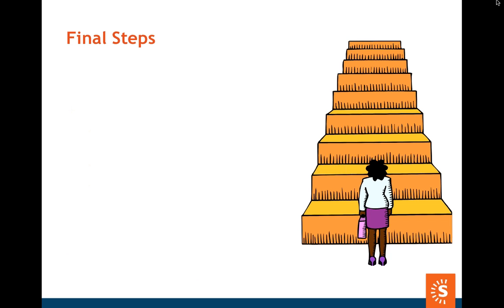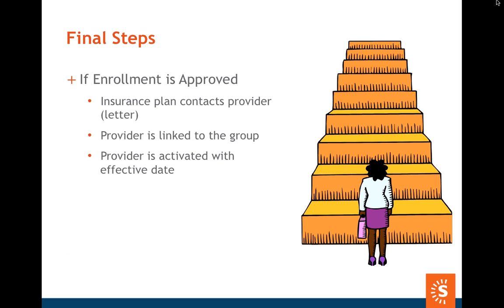All right, moving on to our next slide then. The enrollment process has been completed. So what are the final steps about enrollment? And it really is this. If enrollment is approved, note that the insurance plan will contact the provider. That provider will then be linked to the group, and again, that insurance plan or health plan will activate that provider.